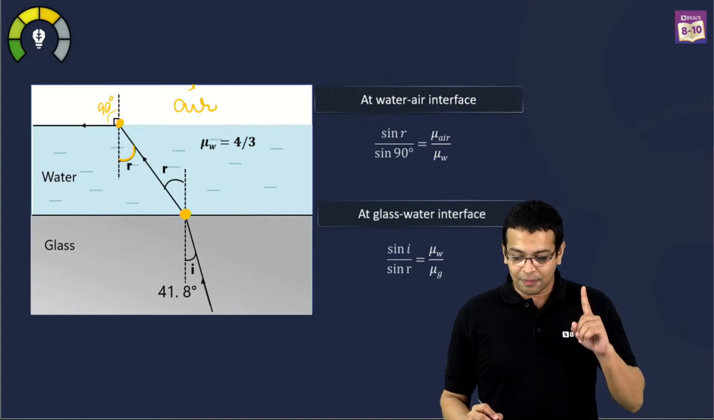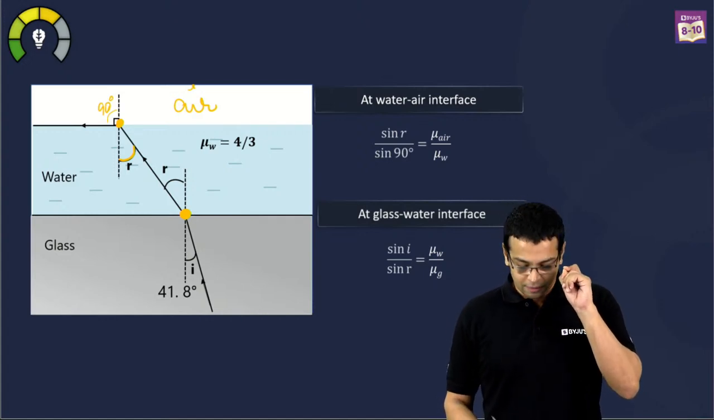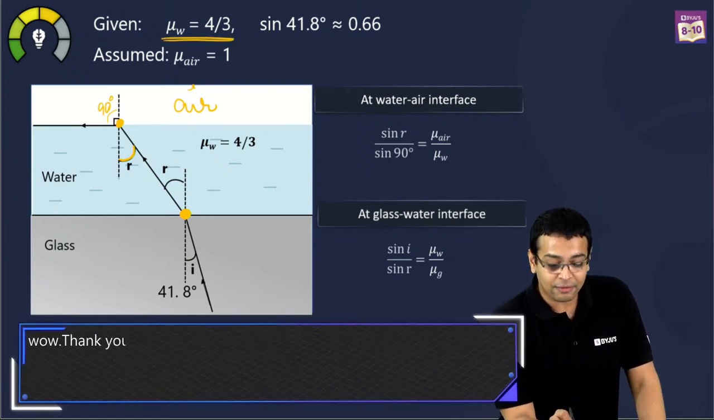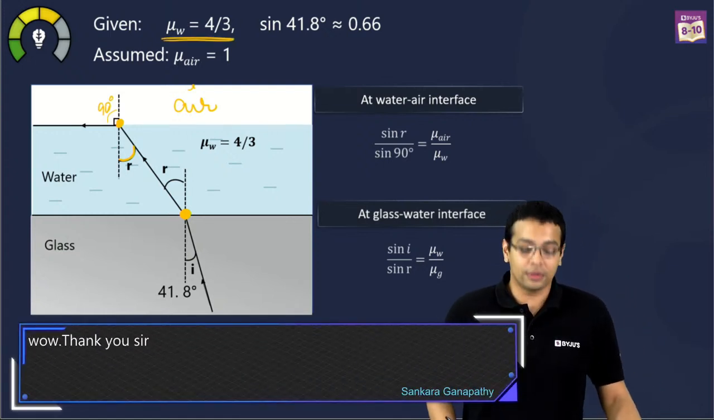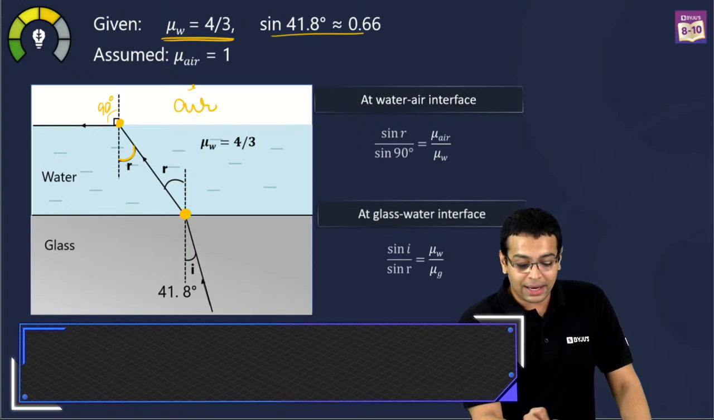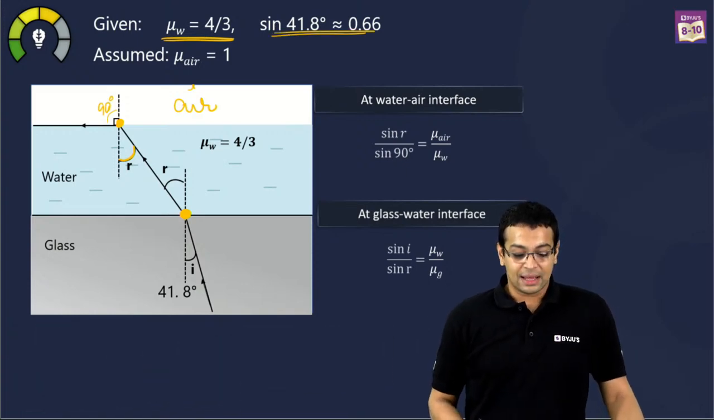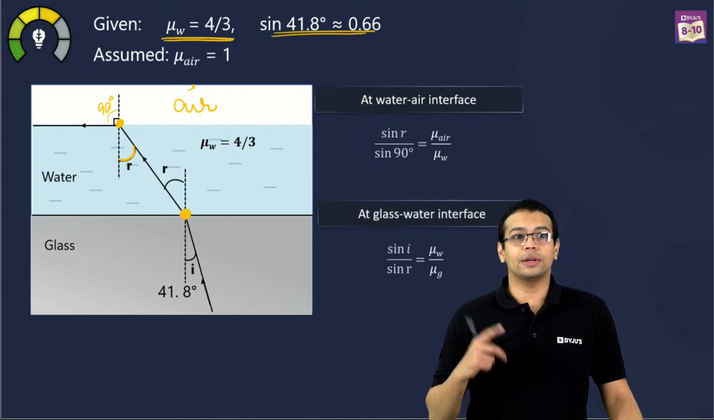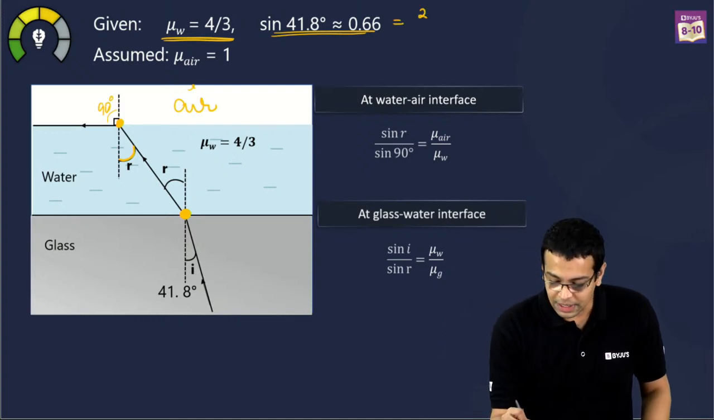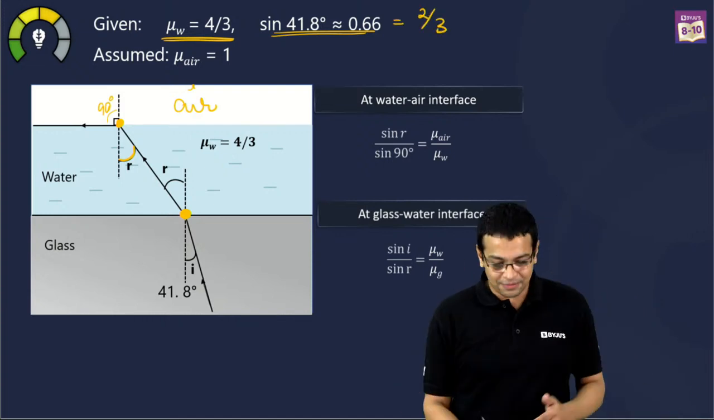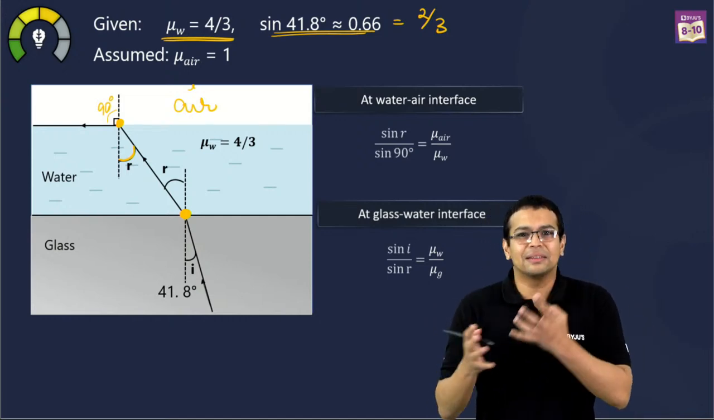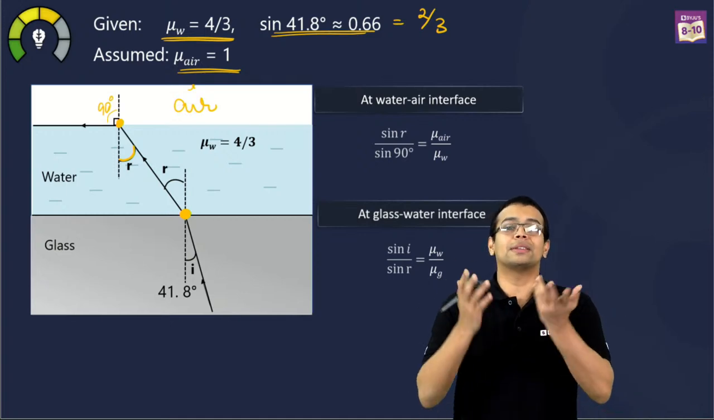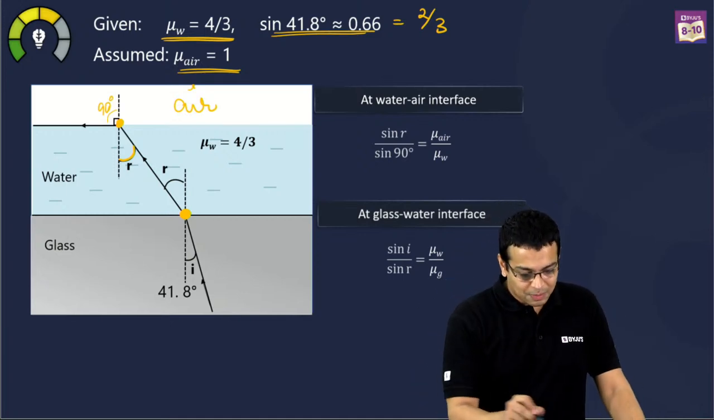Remember, we have been told a couple of important values. It has already been given to us that the relative refractive index of water, mu water, is 4 over 3. Sine of 41.8 degrees is 0.66. How do I express that as a fraction? 1 over 3 is 0.33, twice of that, so 2 over 3. I'm just going to keep this in fractions because I'm using math here. Multiplication and division become easy. Assume the relative refractive index of air is 1. All I need to do is plug these values in here.